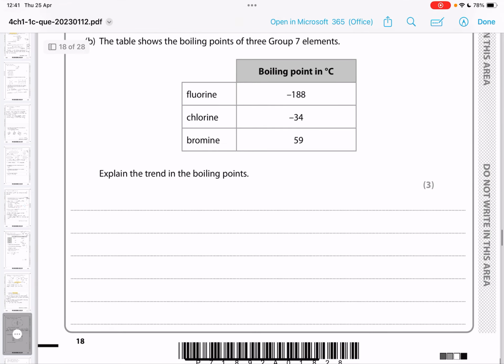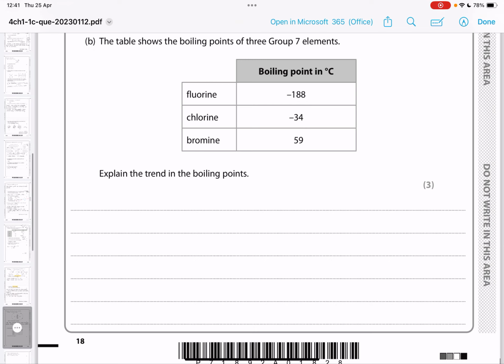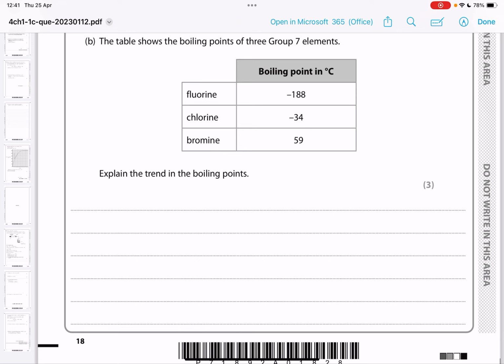The table shows the boiling points of these group 7 elements. Explain the trend in the boiling points. Okay, so you can clearly see that from fluorine to bromine, the boiling point increases. Now you have to think about why. What is boiling point to do with? It's to do with the intermolecular forces of attraction between the molecules. So from fluorine to bromine, the boiling point is increasing, and that's because the intermolecular forces of attraction are becoming stronger. That means more energy is required to overcome these intermolecular forces of attraction. But why are they becoming stronger from fluorine to bromine?